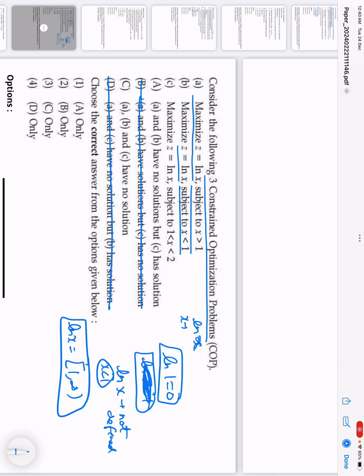Now subject to this, log x should take a value very close to 2. Very close to 2, but it cannot be equal to 2 because it is strictly less than 2. So it would be 1.99999, then again 9, then again 9. So we won't have a specific solution to it. So none of it has any solution.